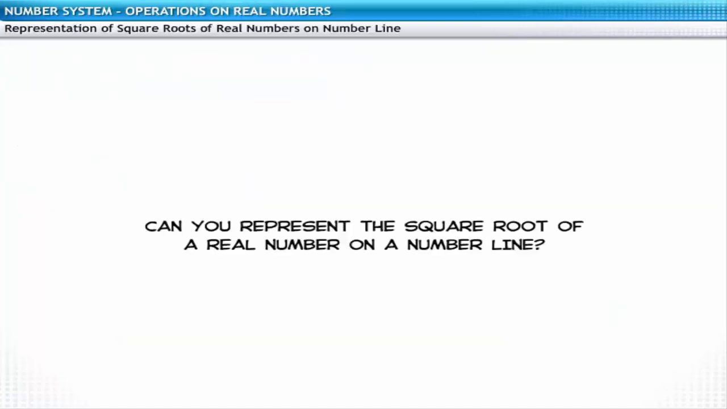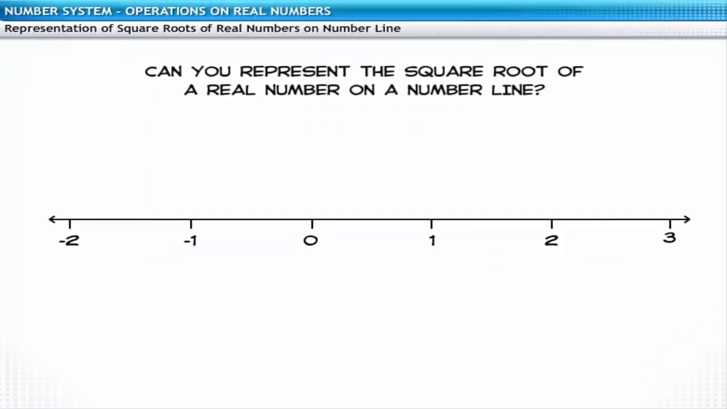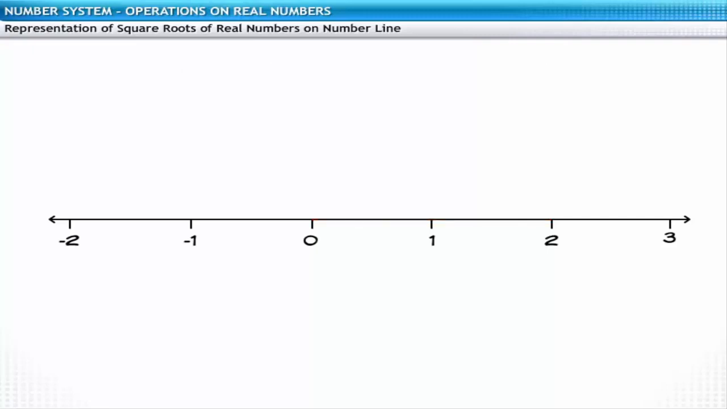Can you represent the square root of a real number on a number line? First, let's consider the square root of 4. We know that the square root of 4 is 2. OA represents the square root of 4 on the number line. Now, can you represent the square root of 2.2 on the number line?